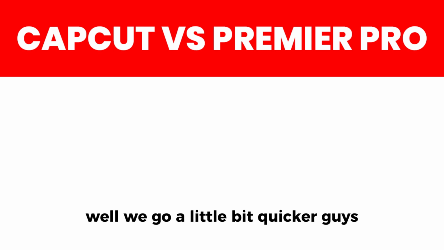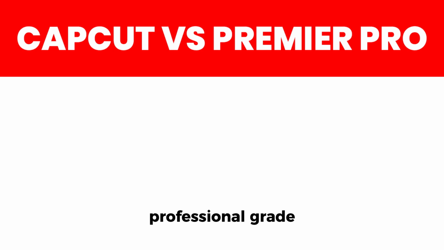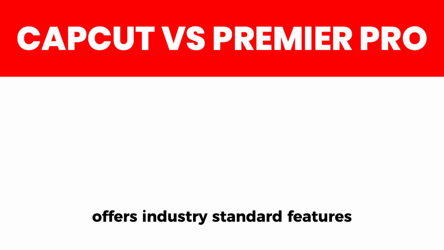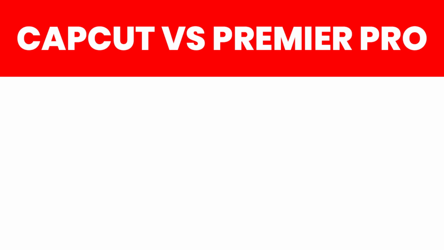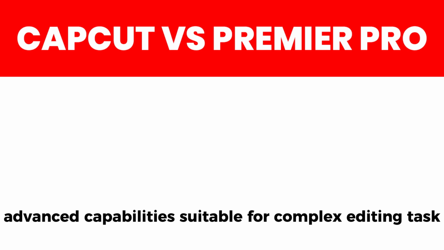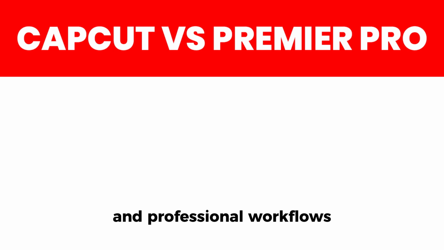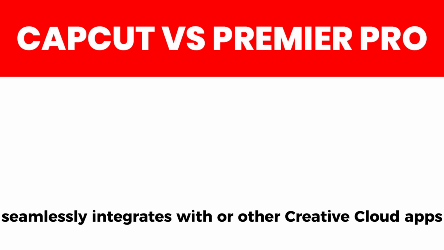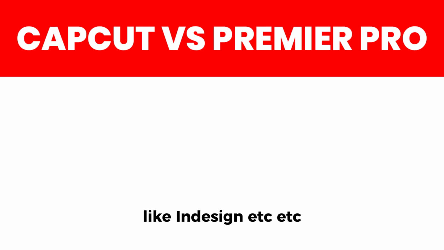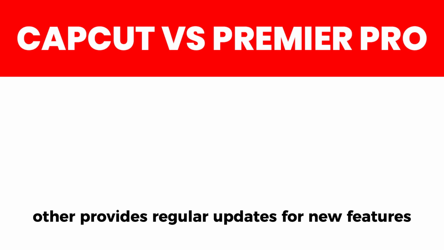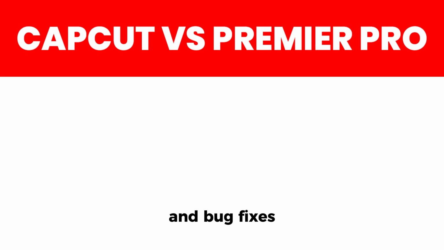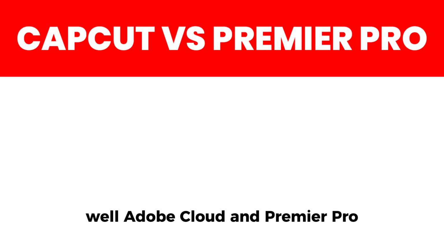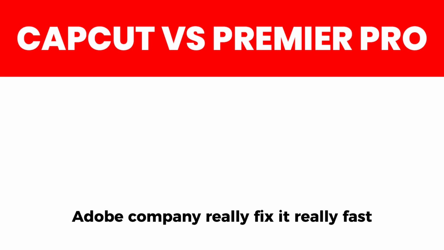Some pros. Well, we go a little bit quicker, guys. Professional grade, offers industry standard features for high quality video production. Advanced capabilities, suitable for complex editing tasks and professional workflows. Integration, seamlessly integrates with other Adobe Creative Cloud apps like Photoshop, InDesign, etc. Regular updates. Adobe provides regular updates for new features and bug fixes. If you have a bug, Adobe really fixes it fast.